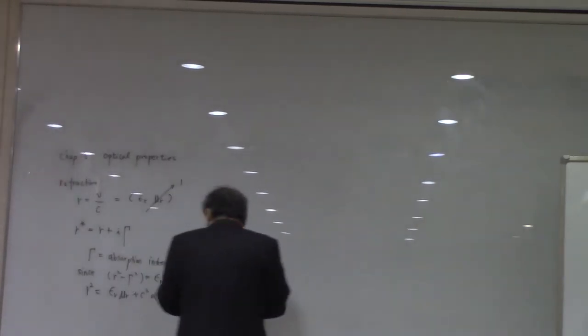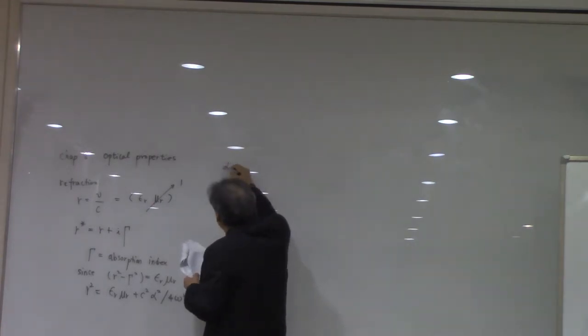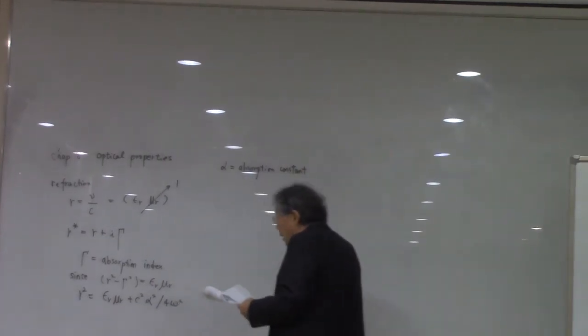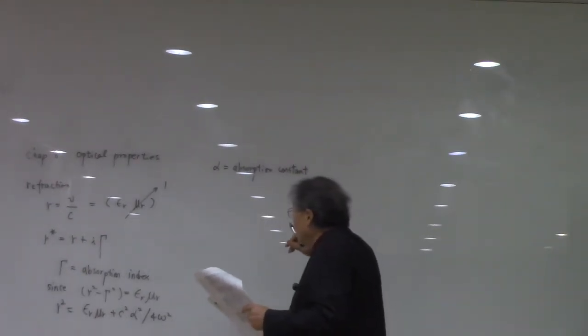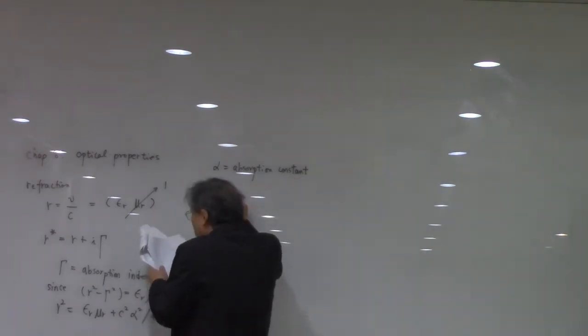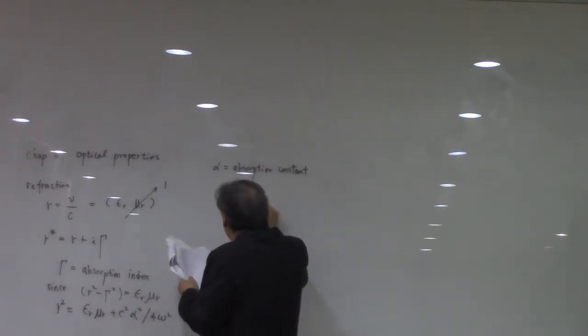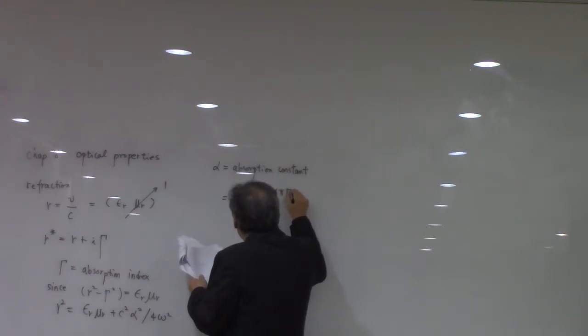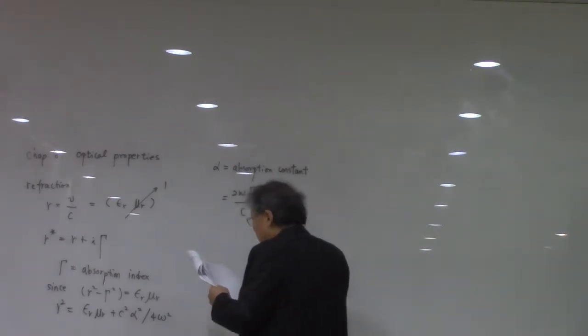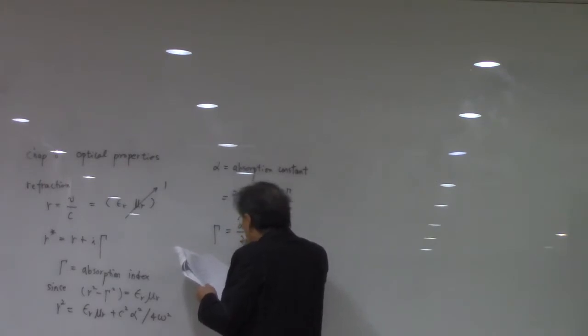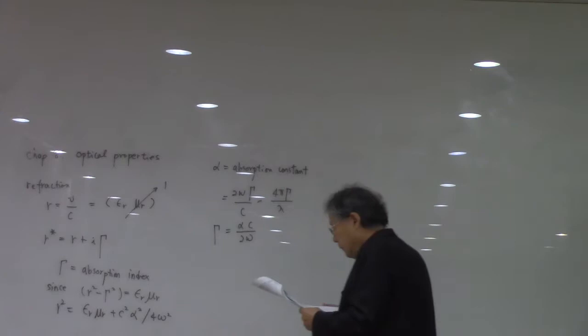And also we have talked about alpha, the absorption constant, the variable which you can really measure in the material, that is related to the absorption index in this way, gamma over lambda, and gamma can be related to alpha, something like that.